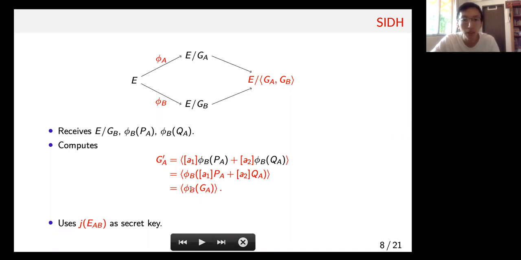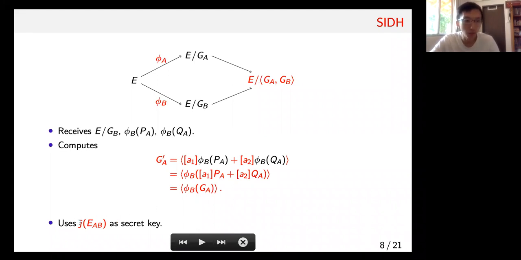So phi B has kernel GB, and now we are quotienting by GA. So long as GA and GB have trivial intersection, then they share the same destination, right? Because right now you're quotienting by GA, Bob would then quotient by GB over here. And on Alice's side, for the bottom side, you quotient by GB, and then now you're quotienting by GA.